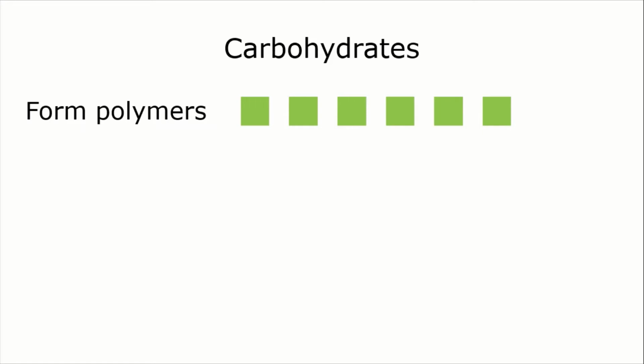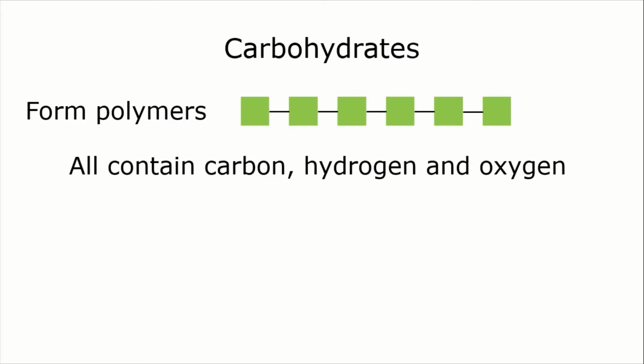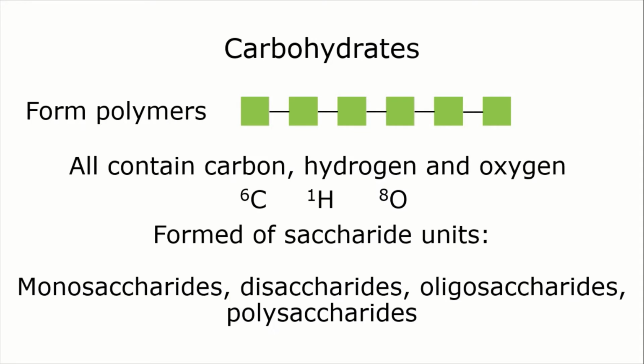So what are some common features of carbohydrates? Carbohydrates often form polymers, and polymers are a bunch of monomer subunits that are all bonded together to form a larger structure. Carbohydrates all contain carbon, hydrogen, and oxygen. And carbohydrates are formed of saccharide units. So we can have monosaccharides, which are one single unit, disaccharides, that are 2 units joined together, oligosaccharides, that are anywhere between 3 and 10 units, and polysaccharides, which are multiple subunits.